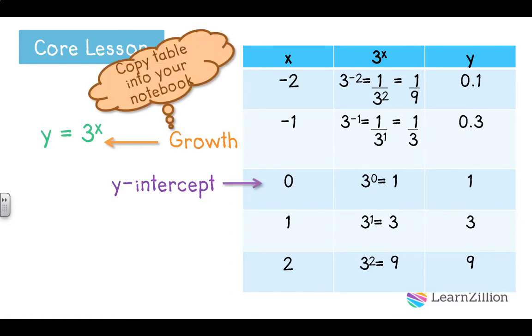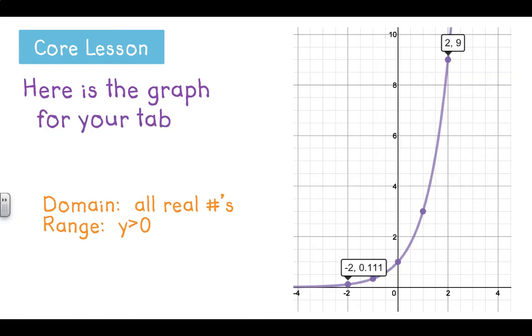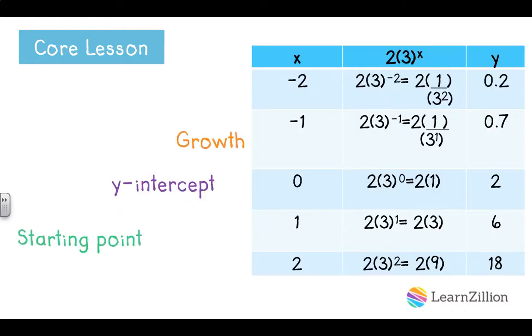And I've made sure to point out the y-intercept for you. Remember that anything raised to the 0 power is going to be equal to 1. So you've got your x and your y values. And so when you graph that, here's the graph for your table, and you can compare your table. I would probably go ahead and give a quick sketch of this graph as well, and your domain and range.